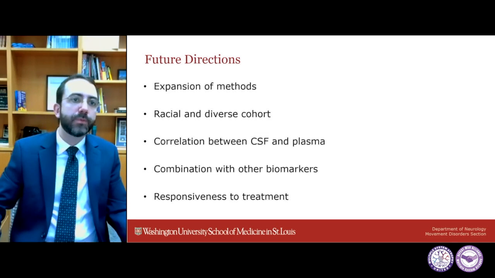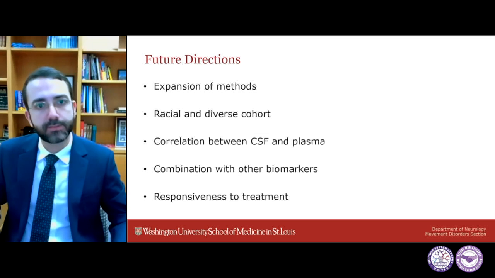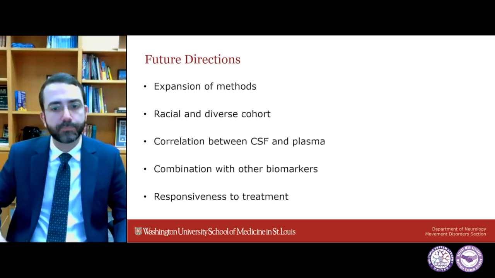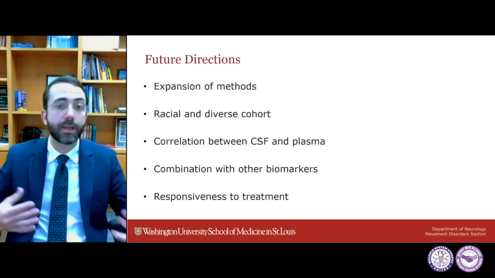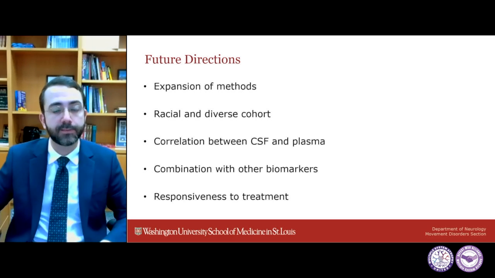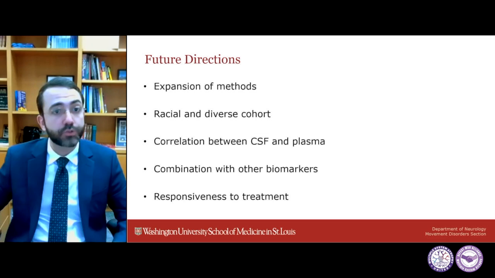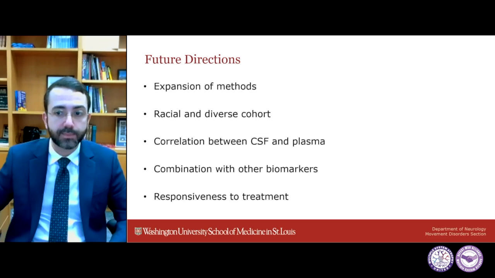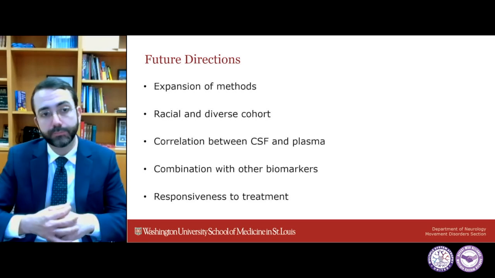Now, where do we go from here? We certainly have to expand our methods, and again, have a homogeneous understanding of methodology so we can talk to each other no matter where we're performing these tests. We need to include a diverse cohort in terms of race and ethnicity and to make sure that this is not different according to the population.